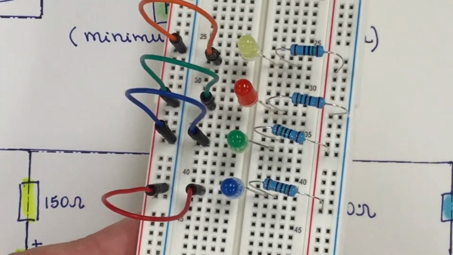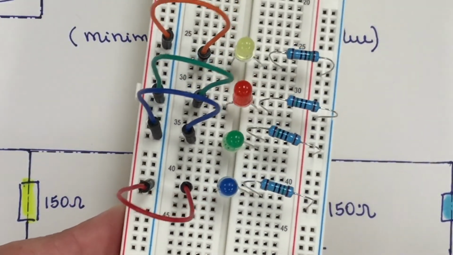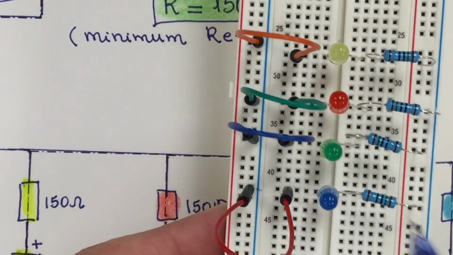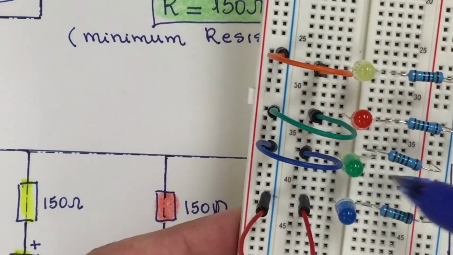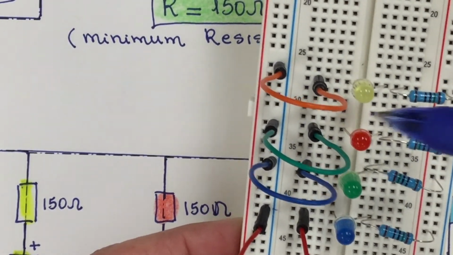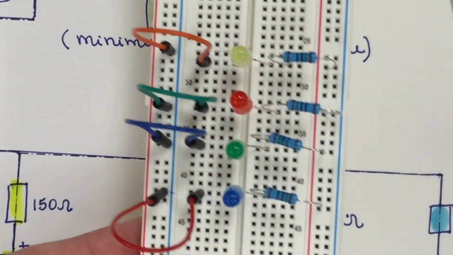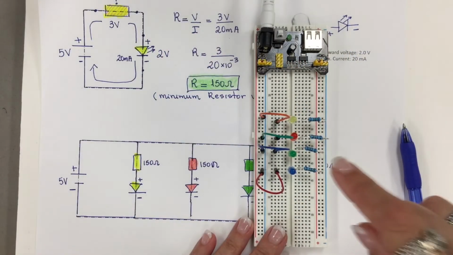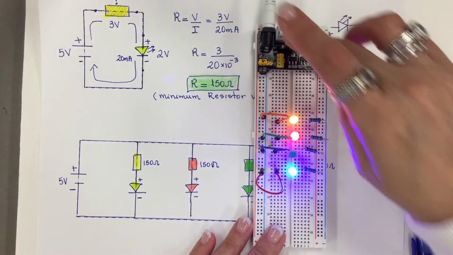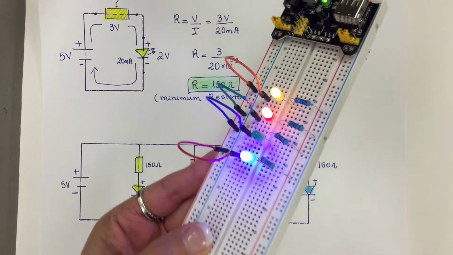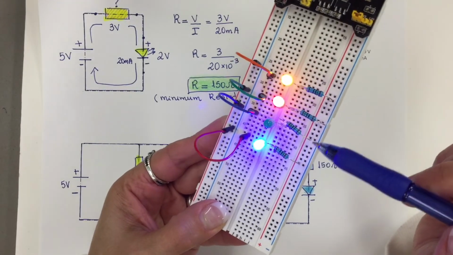Now, this is how the circuit looks. So as you see, they are all in series, this one and this one, and they are all in parallel with each other. Now let's test if it's working. Oh, look at this. The blue one is not working. So let's take a look why.